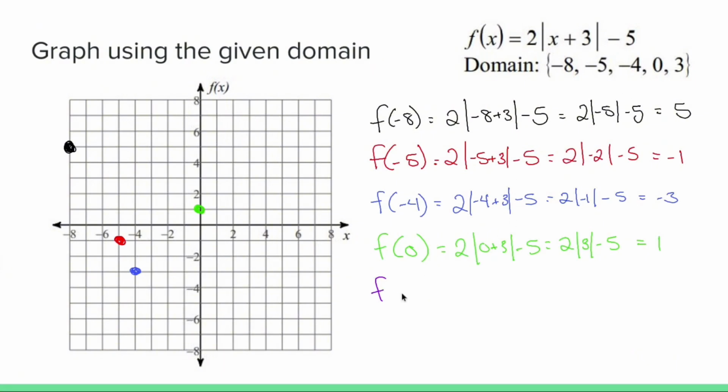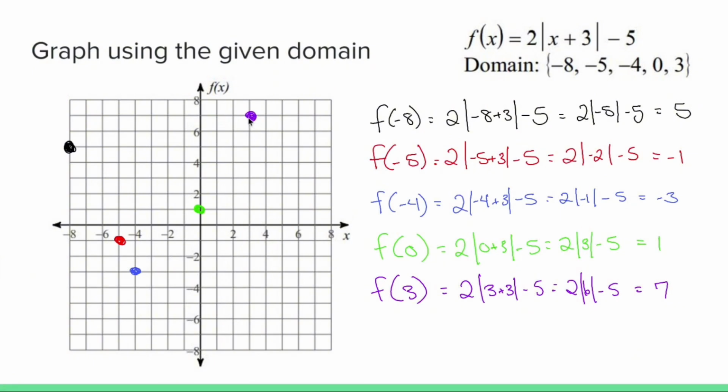When I plug in 3, I get 2 times the absolute value of 3 plus 3, drop down the minus 5. The absolute value of 3 plus 3 is 6, so 2 times 6 minus 5. 2 times 6 is 12. 12 minus 5 is 7. So when I plug in 3, I get 7.